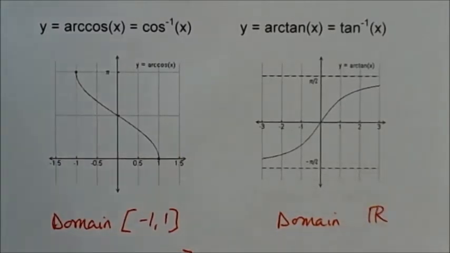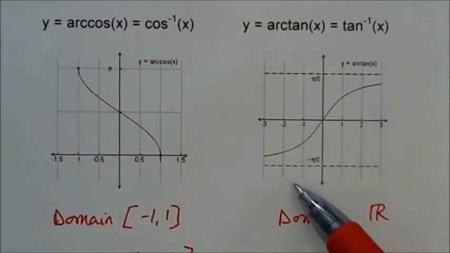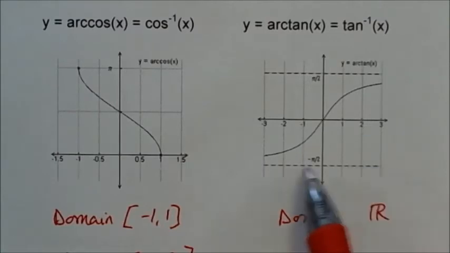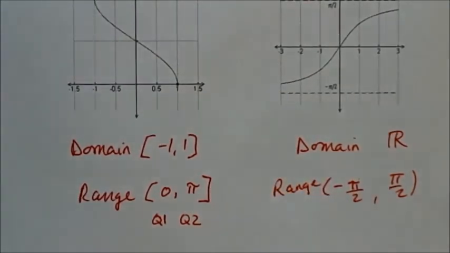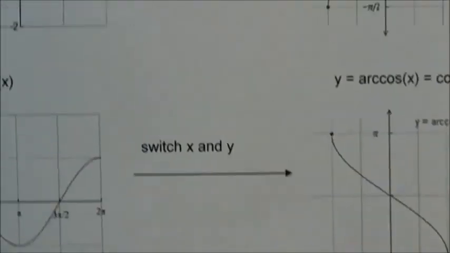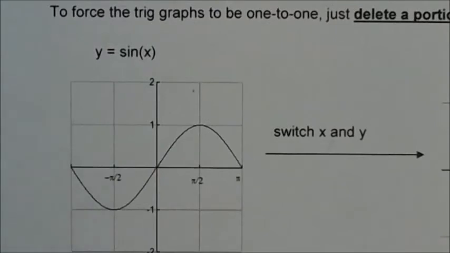And the range, this is a horizontal asymptote, so it's from -pi/2 to +pi/2. Now, why is that? Let's look at y equals sine x, cosine x, and tangent x on the next page, and take a closer look at their inverses.